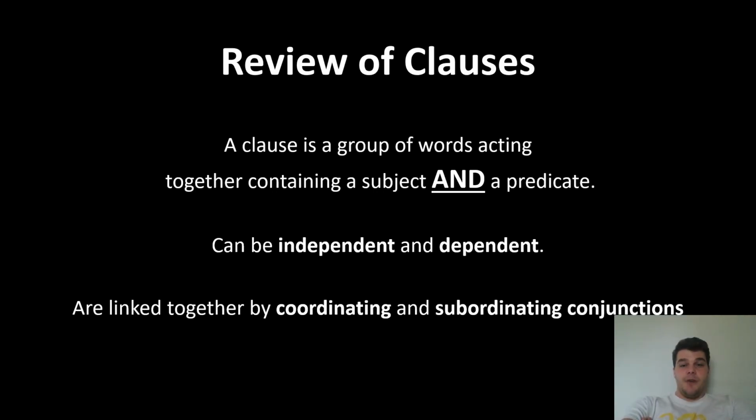All right, so in case you forgot, we're going to review what a clause is. So a clause is a group of words acting together and always contains a subject and a predicate. Clauses can be either independent or dependent. Independent meaning they can stand on their own. Dependent meaning they have to be attached to an independent clause. Clauses are always linked together by conjunctions. There's two different kinds. We have the coordinating conjunction, which is the fanboys, and then we have the subordinating conjunction, which, there's tons of those. Yeah, so basically that's clauses.